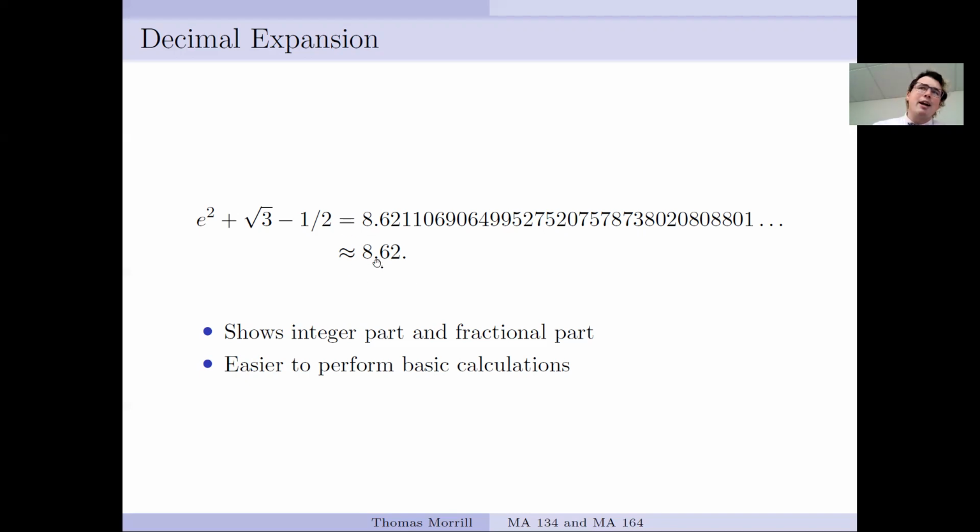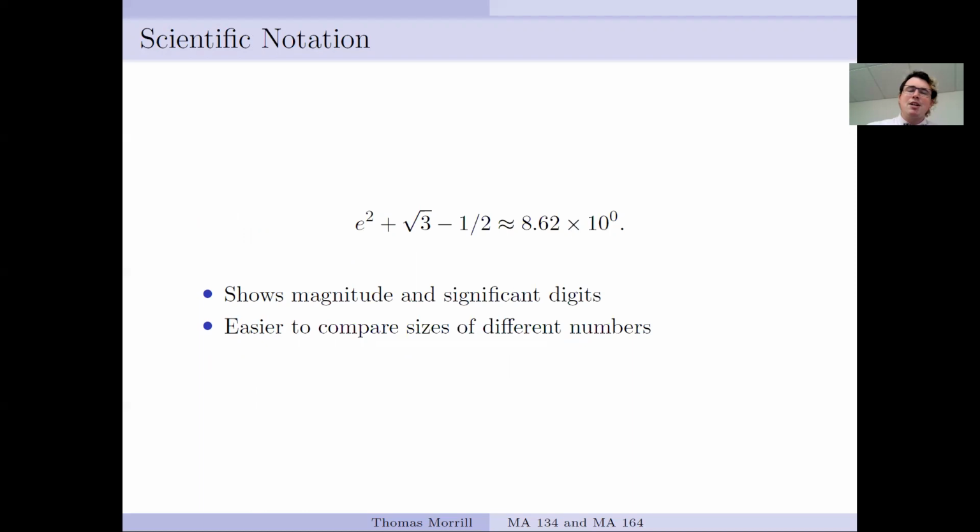Now, this benefit does start to break down when we look at very, very large numbers. And that is the reason why scientific notation exists. So you may not have seen this in a previous class, and that's fine. I just wanted to mention it since it's out there. In scientific notation, we'll say that only the first couple decimal places are significant. So here, I'm taking my same rounding as before. This number is about 8.62. And I'm also representing the magnitude of this number.